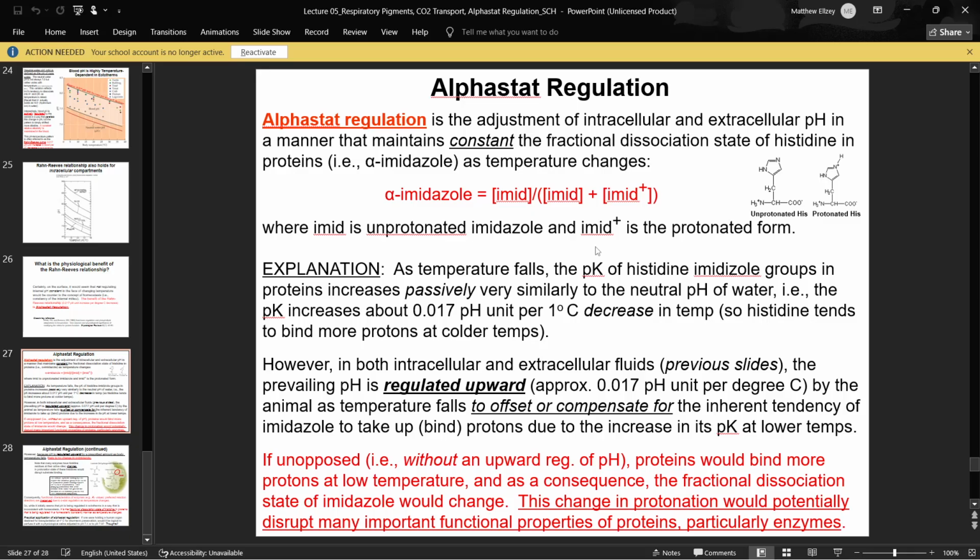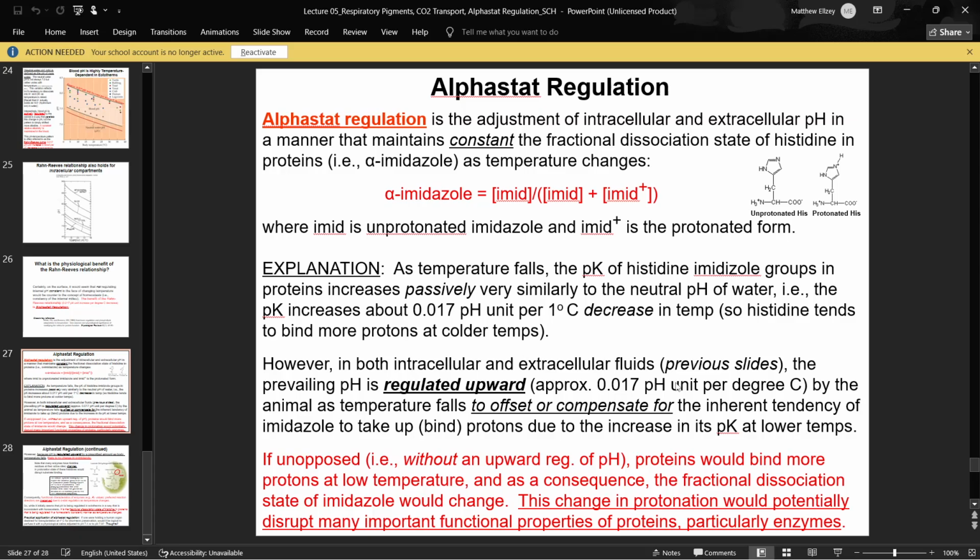So, as temperature falls, the pK of histidine imidazole groups in proteins increases passively, very similarly to the neutral pH of water that we talked about previously. That is, the pK increases about 0.017 pH per unit of 1 Celsius decrease in temperature. So, in better terms, the histidine tends to bind more protons at colder temperatures. So as temperature falls, we're going to have this increase in pH, and so there's going to be this increase in the pK of histidine and imidazole groups passively, very similar to water.